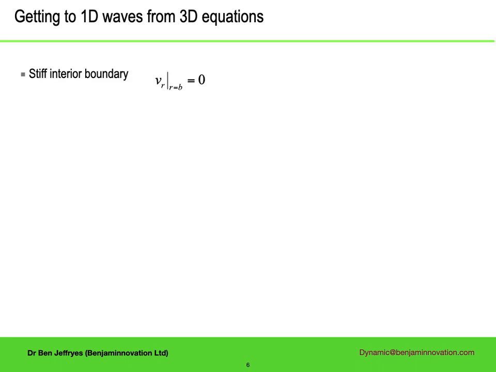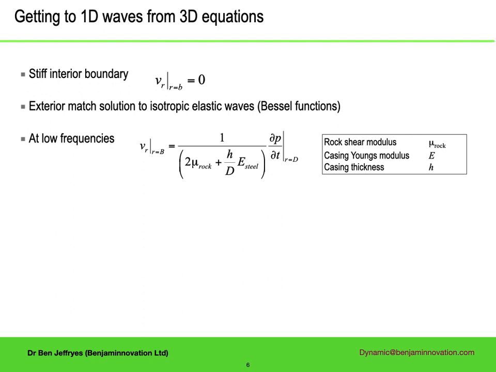If there is a stiff inner boundary, for instance a rigid solid rod, then the radial velocity on the inner boundary is 0. If the outer boundary is a uniform elastic solid, then the outer boundary condition in general must be matched to an outgoing solution of the elastic wave equation, which involves Bessel functions. At low frequencies, though, it has this form for a uniform rock with a thin steel casing surrounding the annulus.